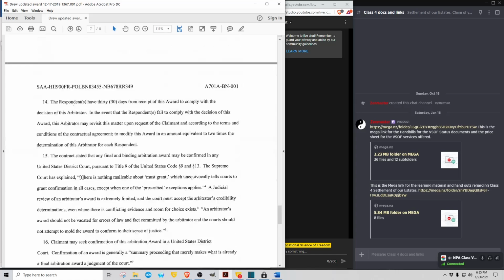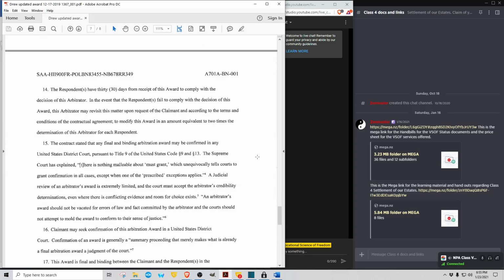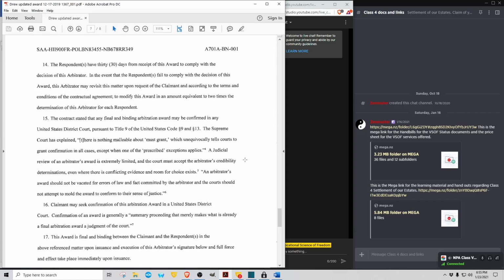Okay. The respondents have 30 days from receipt of this award to comply with the decisions of this arbitrator. In the event that the respondents fail to comply with the decisions of this award, the arbitrator may revisit this matter, which is exactly what they did, upon request of the claimant, and according to the terms and conditions of the contractual agreement, to modify this award in an amount equivalent to 2 times the determination of this arbitrator for each respondent. So they actually did it twice. They retaliated, and they did it 2 times. So guess what it's up to now? 40 million.